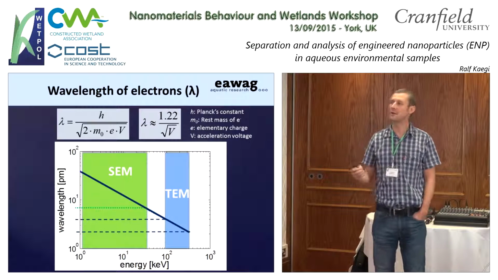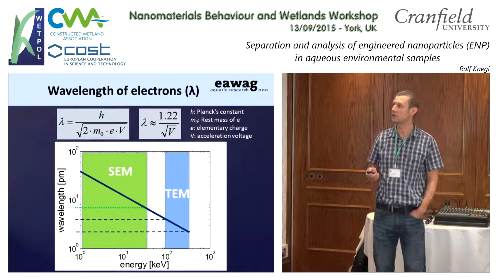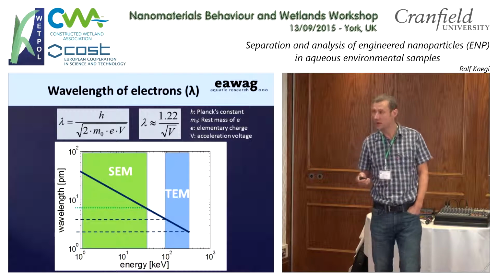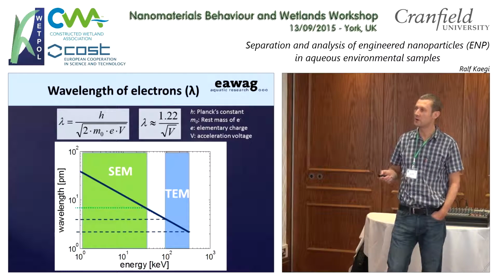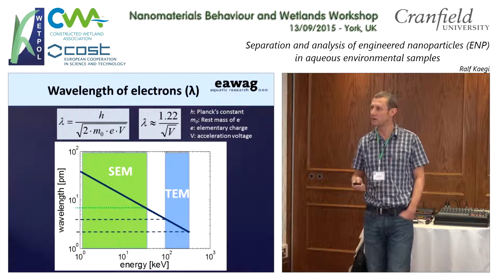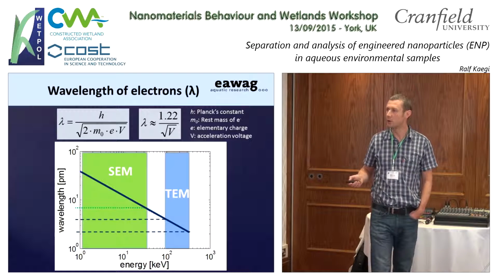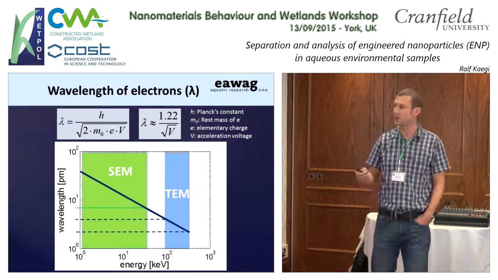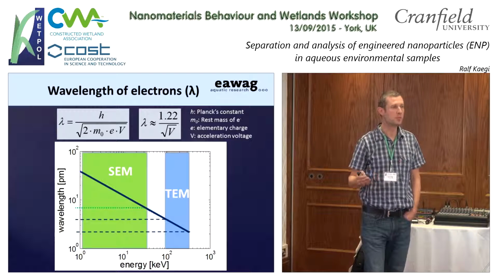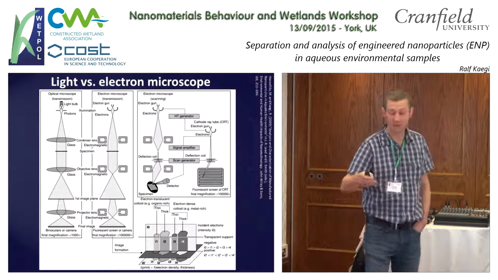Just to give you a flavor about the wavelength in the electron microscope, you see it's inversely correlated with the energy, with the acceleration voltage in the electron microscope. For scanning electron microscopes, which are mostly operated at a few kilo electron volts, you have a few tens of picometers. For the transmission electron microscope, operated at hundreds or 300 kilo electron volts, we have a wavelength of a few picometers, and this definitely explains why we can increase the resolution.